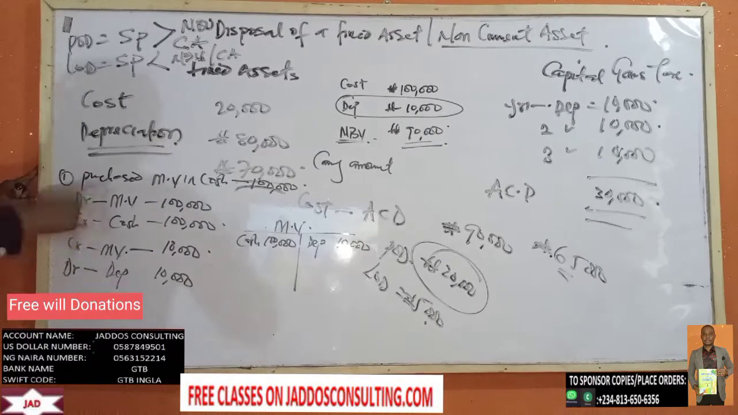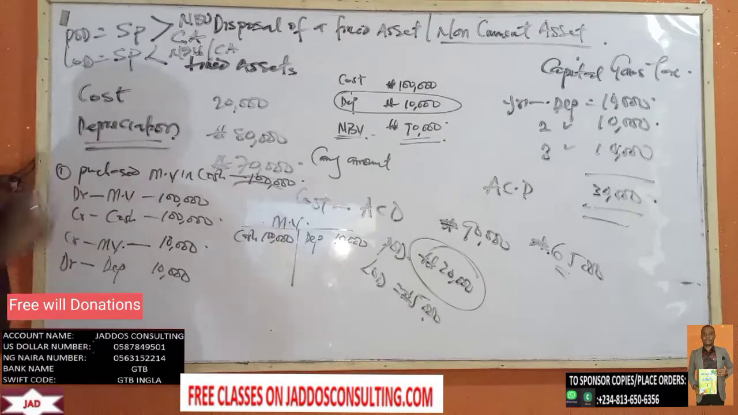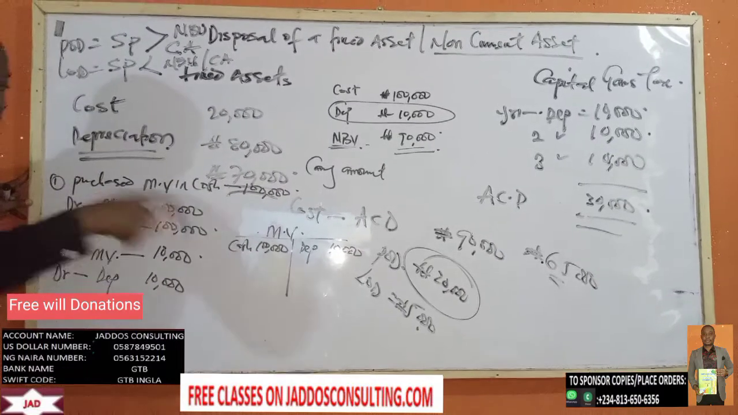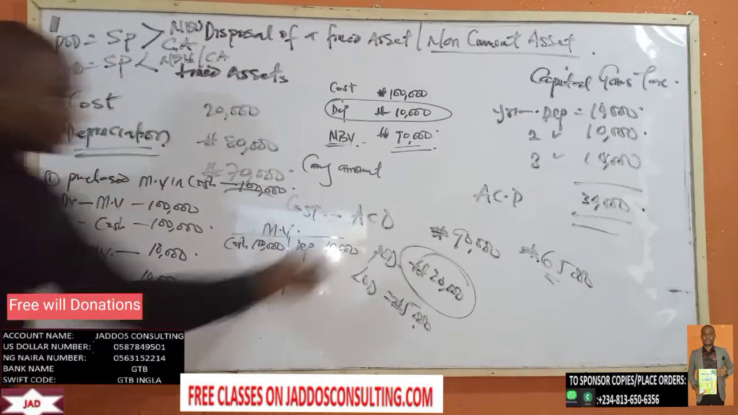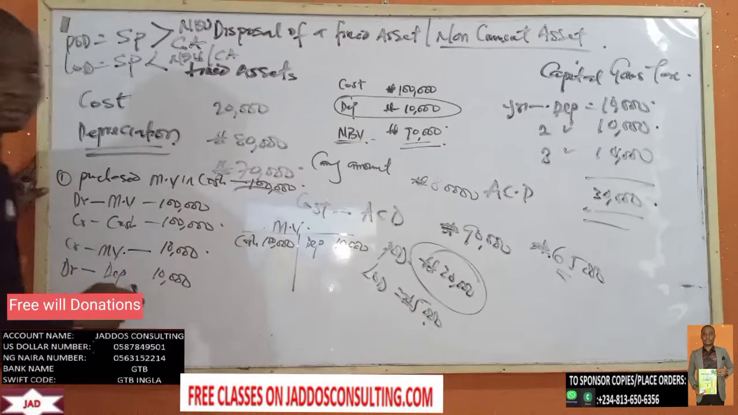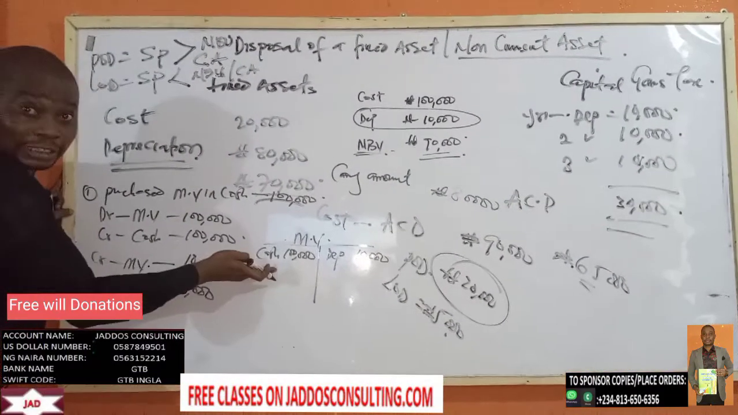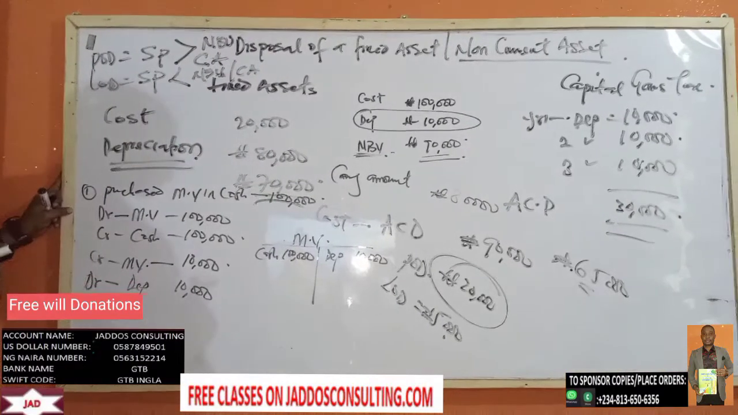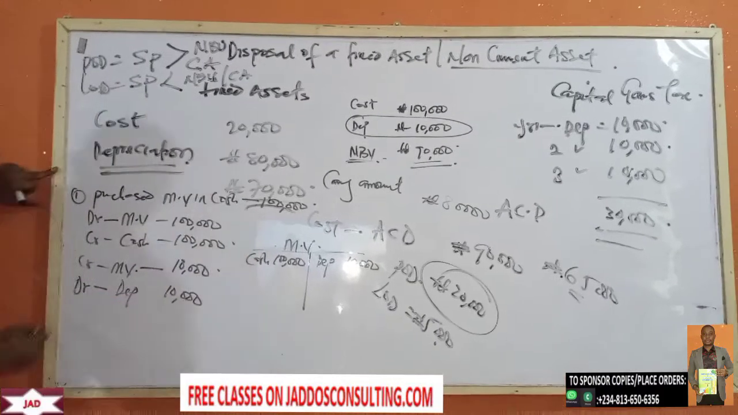Okay? Now, assuming that by the end of that year, we sold this vehicle. Let's say we sold it for 80,000 naira. Okay? So we have to close this account and take it to where? Asset disposal account. So how do we close the account?